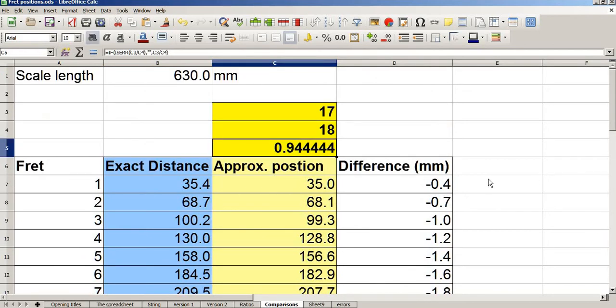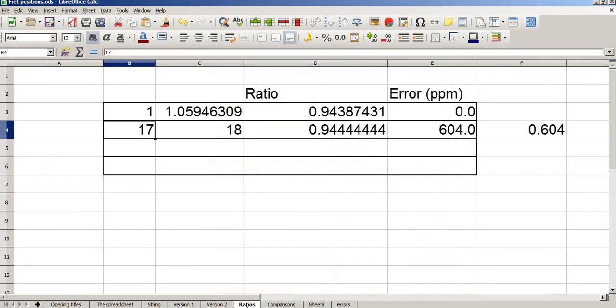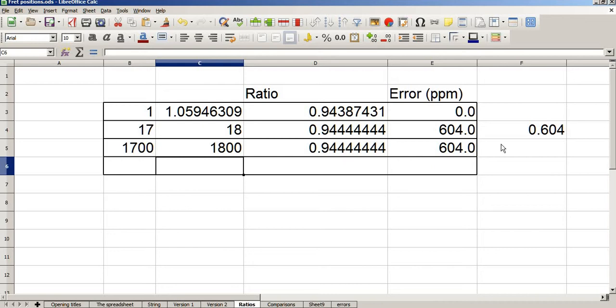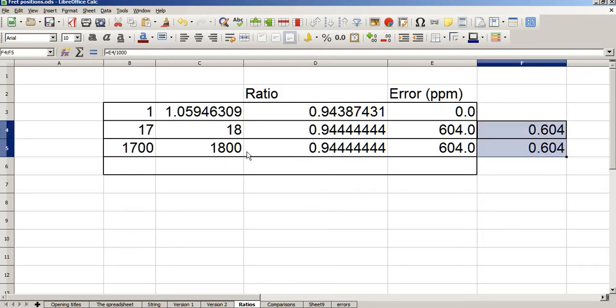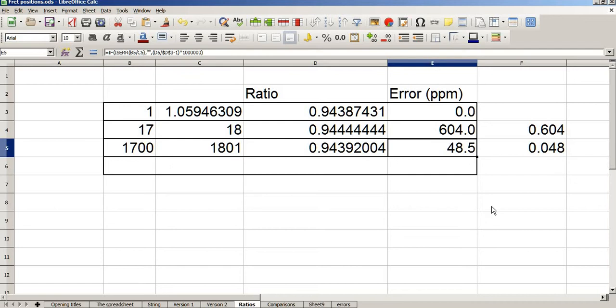So is there a better ratio that we can use? There is. The first thing I'm going to do is multiply each of these numbers by 100 to give me 1700 over 1800. And unsurprisingly, that gives me exactly the same ratio. I'm now going to make just one change. Literally just one change. 1700 over 1801. And you can see here that the error has dropped by an order of magnitude.